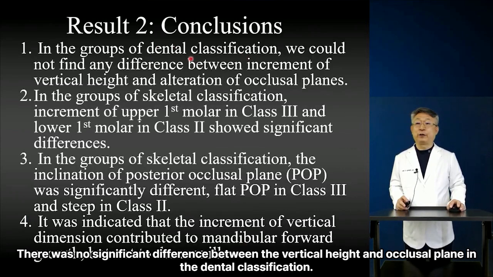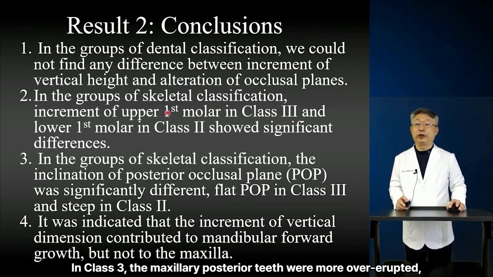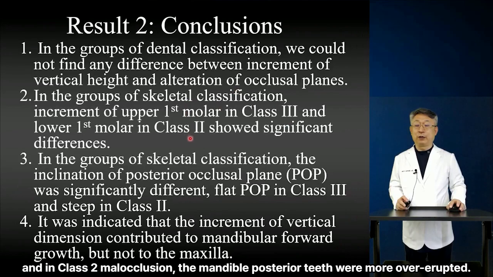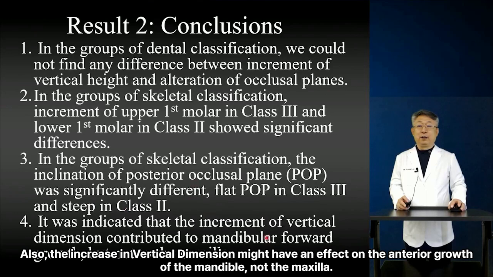There was no significant difference between the vertical height and occlusal plane in the dental classification. However, there were differences in the skeletal classification. In Class 3, the maxillary posterior teeth were more overerupted, and in Class 2 malocclusion, the mandibular posterior teeth were more overerupted. In addition, in Class 3 malocclusion, flat POP, and in Class 2 malocclusion, steep POP were shown. Also, the increase in vertical dimension might have an effect on the anterior growth of the mandible, not the maxilla.